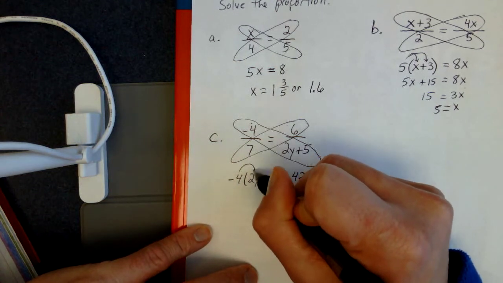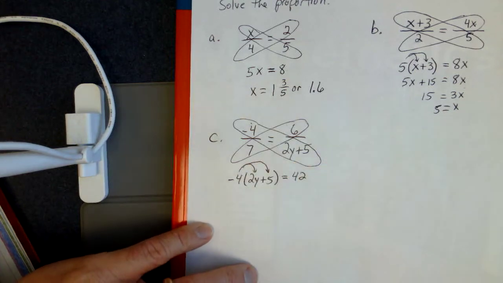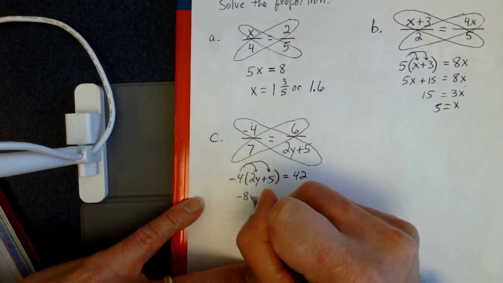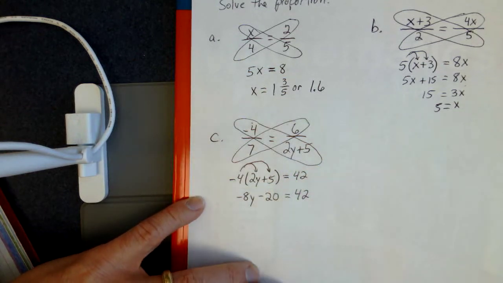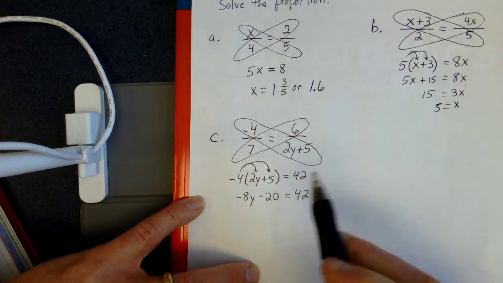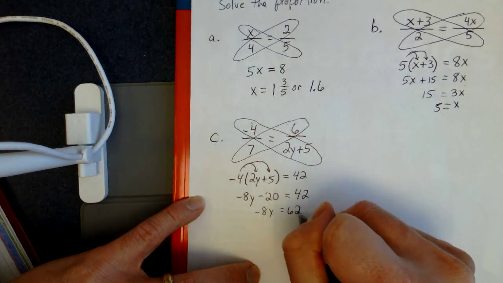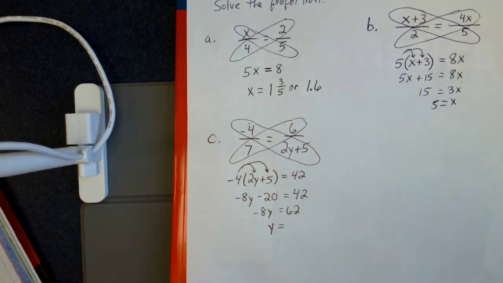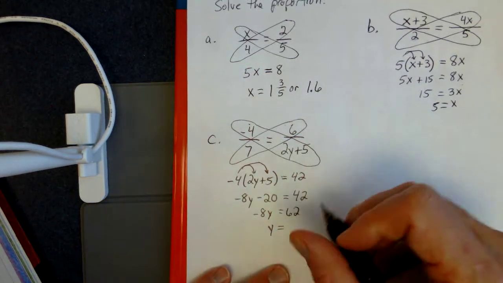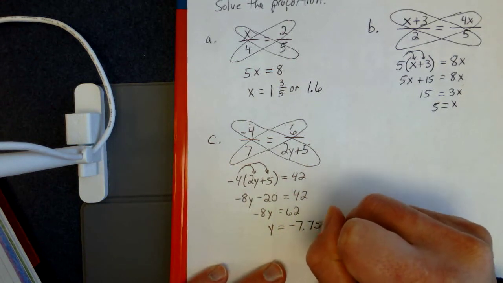And then again, you've got a number out in front of parentheses. We'll use our distributive property there. Negative 4 times 2y is negative 8y. Negative 4 times 5 is negative 20. And then if we add the 20 to this one, we get 62. And again, you can either do fraction or decimal. I'm going to put it in the calculator first. Calculator malfunction here. 62 divided by 8, we're going to get a negative 7.75.